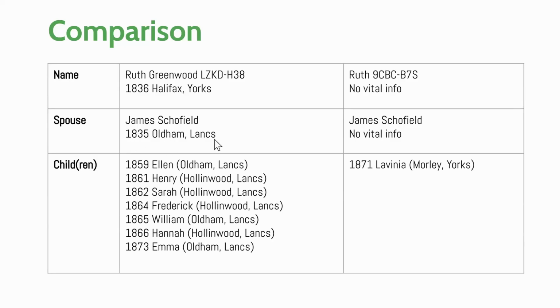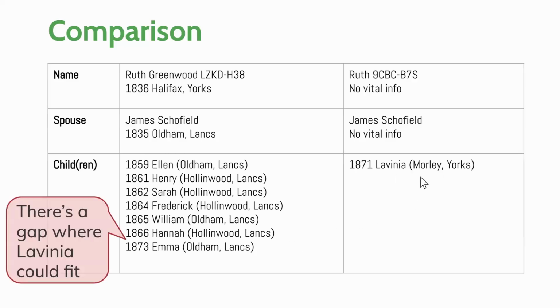So this guy we have vitals, this guy we don't. Here we've got all their kids. Here we've got Lavinia. She's born in a different place. But there is a place where she could fit. So there's a kid born in 66, a kid born in 73. Could Lavinia fit in this gap?